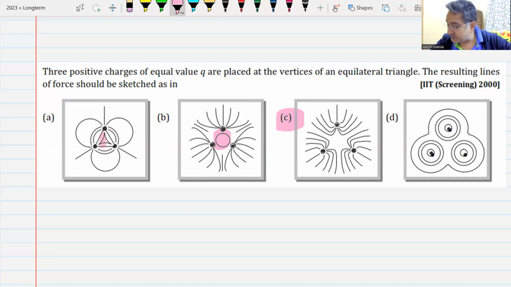Here also we see one closed loop. It cannot be in a closed loop, it has to be in an open loop. This is the only option where you have all open loops and they are repelling each other, they are expanding laterally, and that is the correct option, option C.